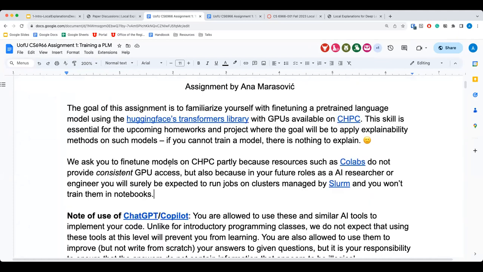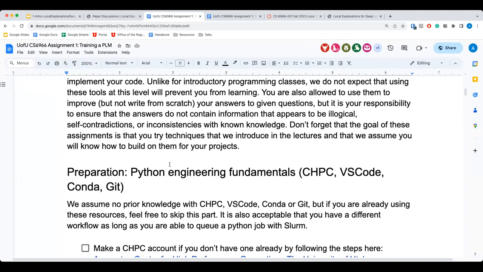What I want you to do is train a model, but not in a Jupyter notebook. I want you to write your training and evaluation script in a Python file that's going to be run on our CHPC cluster where our GPUs are. I insist on this for two reasons. First of all, I want you to try actual pre-trained language models of a decent size that we use in NLP research or anywhere in the industry these days.